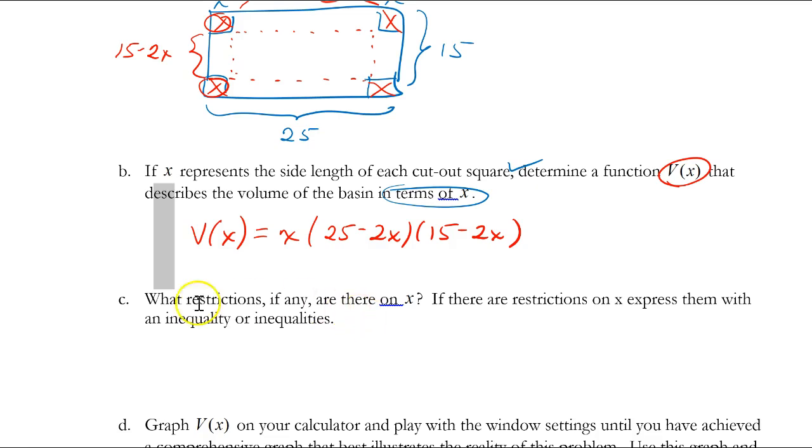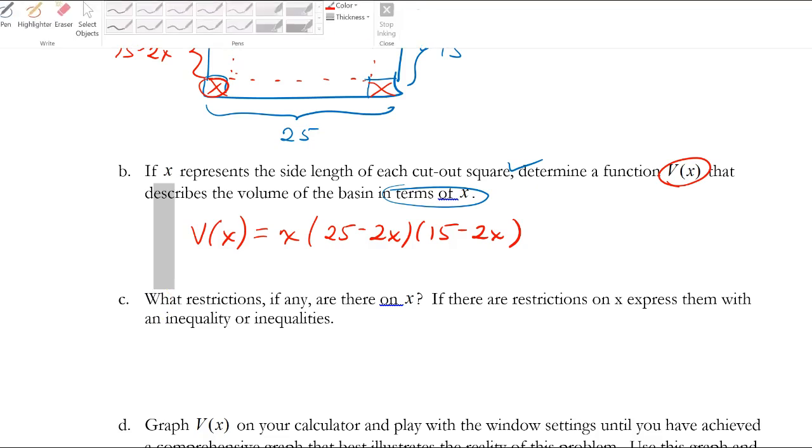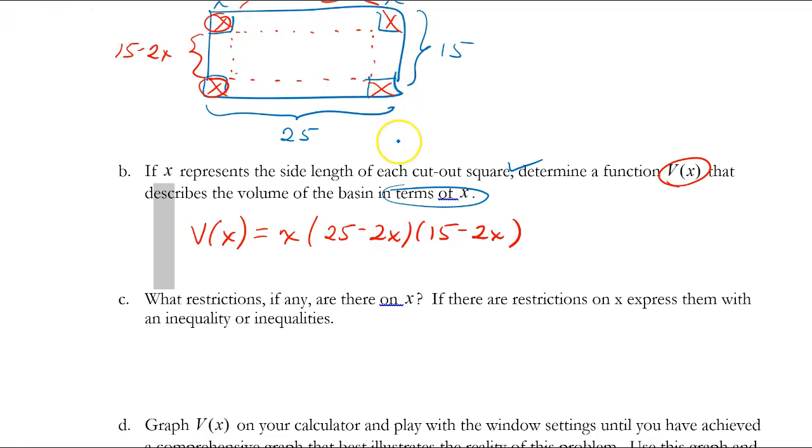So let's move on to the restrictions on x. Well, one of them is kind of common sense. We know that x must be greater than 0. If we don't actually cut out squares, we won't have a box. But the other restrictions come from realizing that our two lengths, 15 minus 2x and 25 minus 2x, must, of course, be greater than 0. So let's see what happens when we make that condition as an inequality.